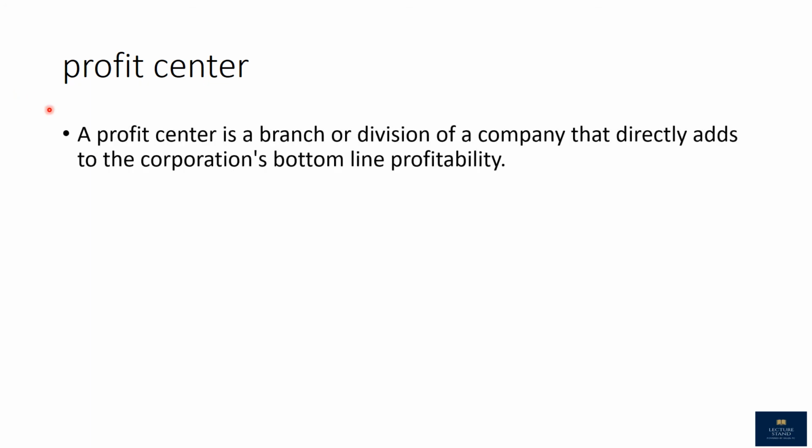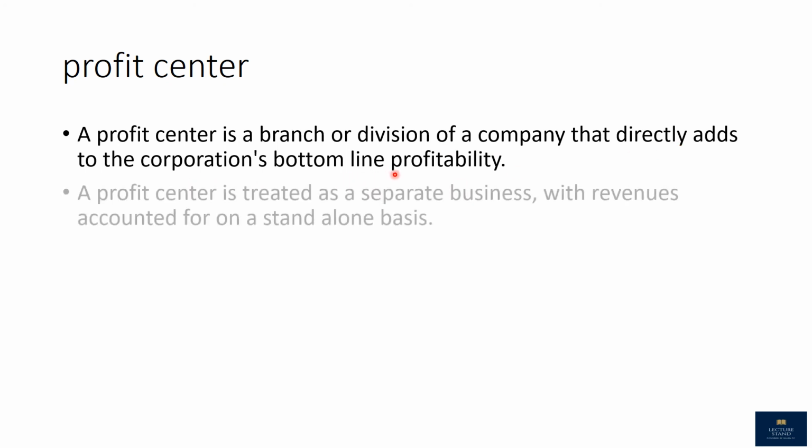Next, what is profit center? We have discussed what is cost center. Cost center is a department, division or a section to which cost can be charged. Likewise, what is profit center? Profit center is a department, section or division which generates profit for an organization. It is a branch or division of a company that directly adds to the corporation's bottom line profitability. A profit center is treated as a separate business unit with revenues accounted for on a stand-alone basis.